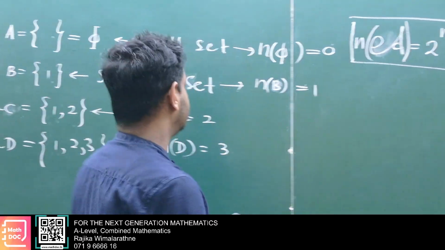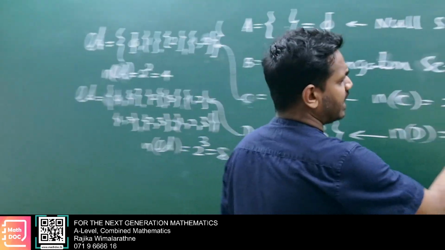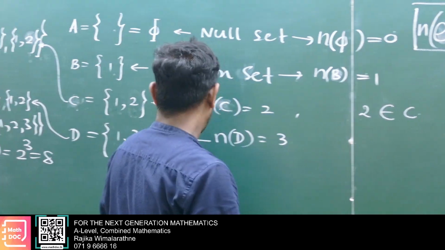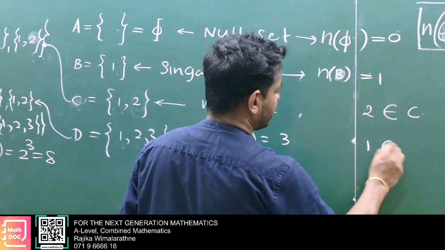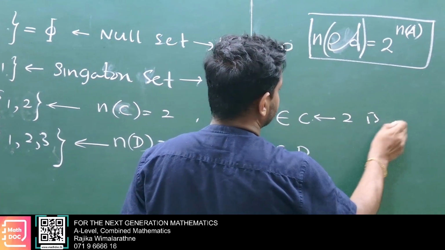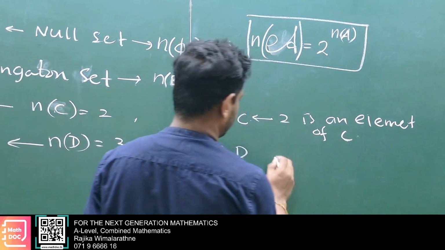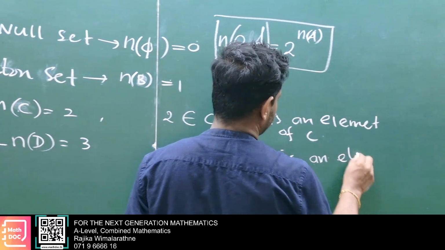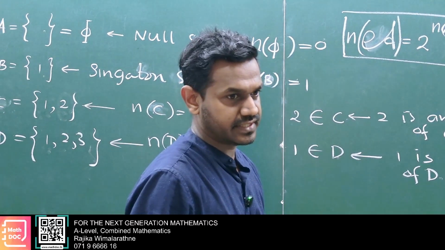Then this one we call an element of C. Here we say 2 is an element of C. We can denote that, 2 is an element of C. And 1 is an element of D, no? Here 1 is an element of D. Likewise, we can denote 2 is an element of C, and 1 is an element of D. Likewise, we can further represent.